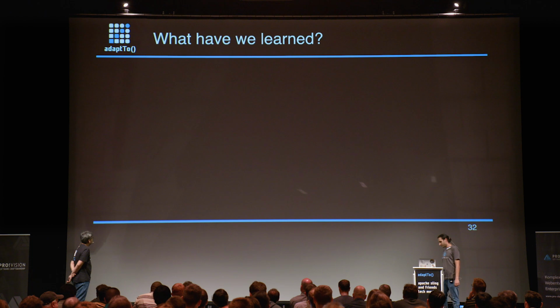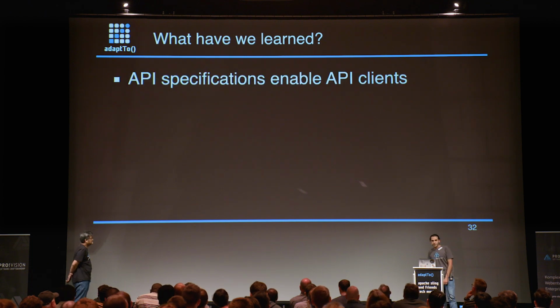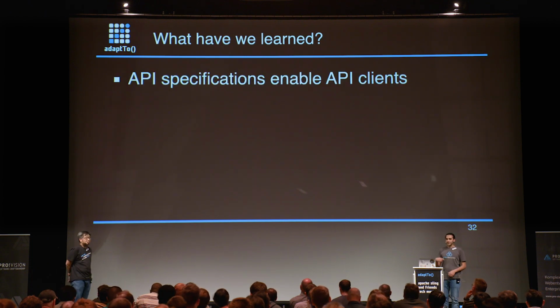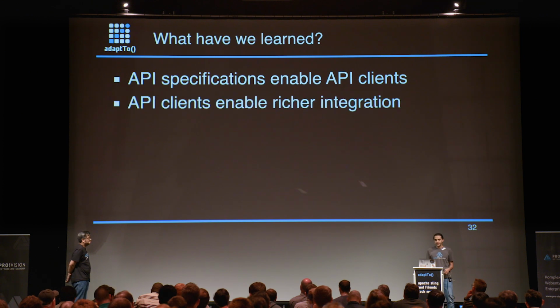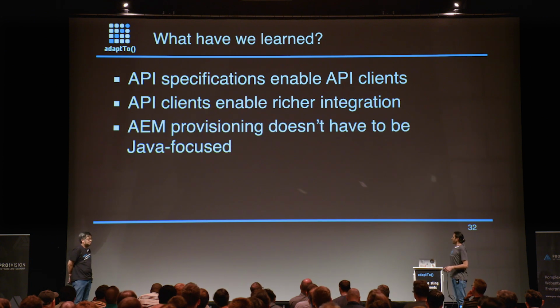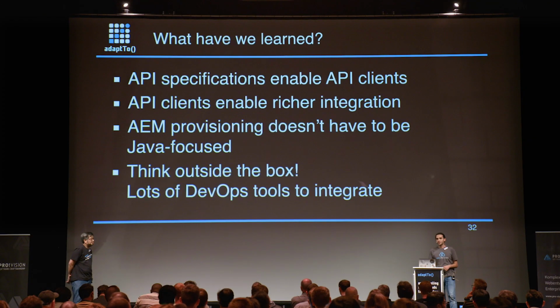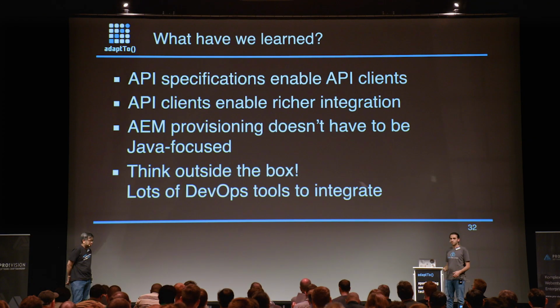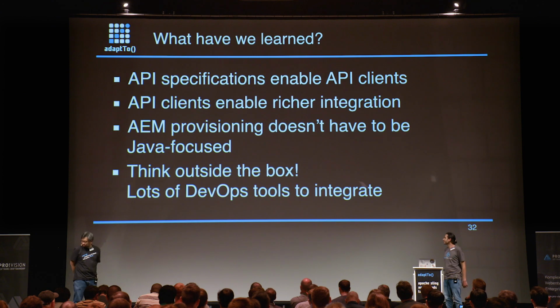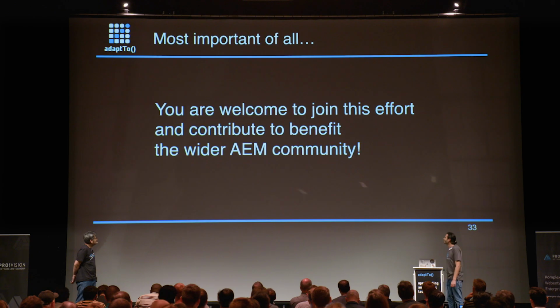So what have we learned today? We've learned that API specification enables API clients. API clients enable a richer integration into the AEM application. And AEM provisioning doesn't have to be Java focused. We can now use any other DevOps tools or automation tool, provisioning tool to manage and provision AEM. And there are lots we need to integrate.